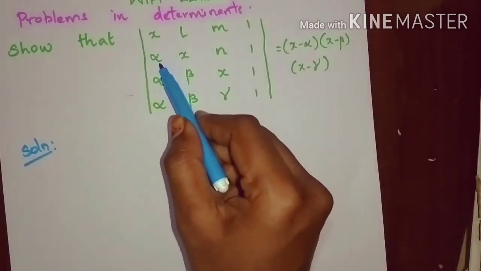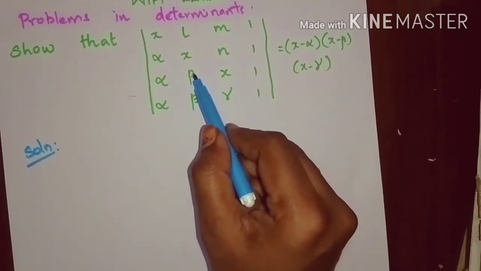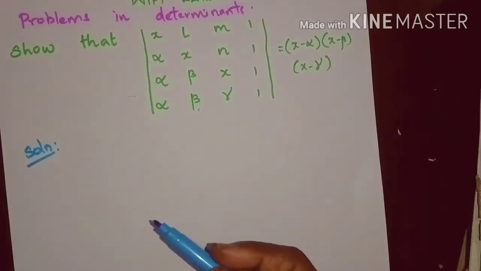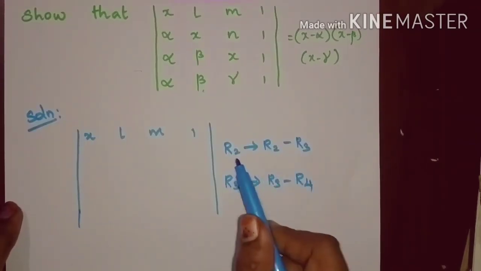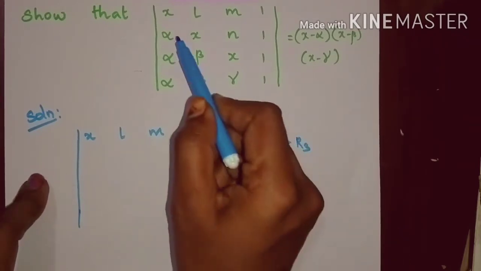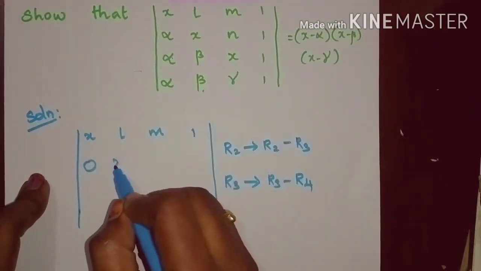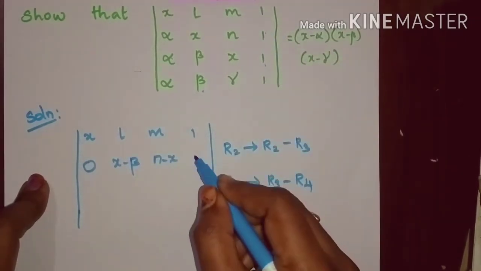Solution. In this first column, other than the first element, the remaining elements are the same. And similarly in the second column, the last two elements are beta. So we can make some manipulations so that we can get the maximum number of zeros in any one of the columns or rows. Here I am doing the manipulations in row 2 and row 3. Row 2 has been changed into row 2 minus row 3. So while subtracting row 2 and row 3, we will get alpha minus alpha as 0 here, and x minus beta here, and beta minus x here, and 1 minus 1 is 0.